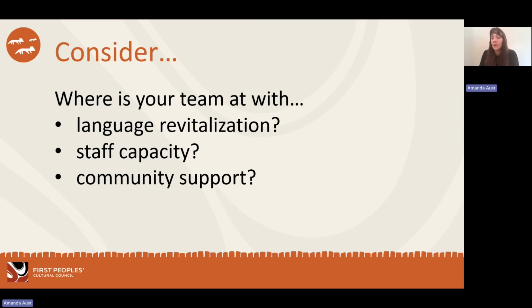And where is your team at with community support? Are community members involved, included, or represented in your application to show that the community will be involved in the language planning process? Does the community have awareness, engagement, or participation in support of language? Is there existing support from leadership or management that's key to carry out this work?